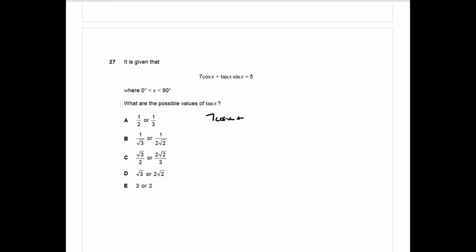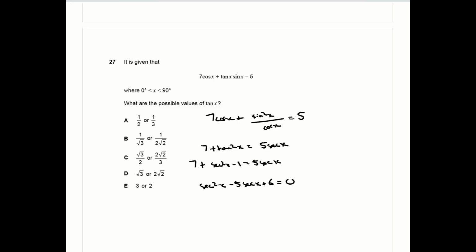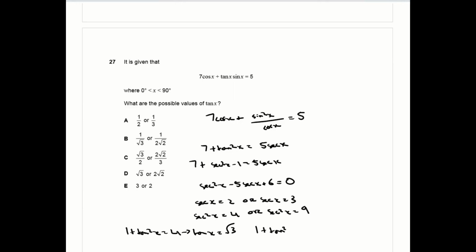So question 27 requires quite a bit of trig manipulation, and you can start off by writing tan x sin x as sin squared x over cos x. And you can divide both sides of the equation by cos x to give you 7 plus tan squared x is equal to 5 sec x. Now, tan squared x is equal to sec squared x minus 1. So you can rearrange that to get sec squared x minus 5 sec x plus 6 is equal to 0, which is a hidden quadratic, and gives you the values sec x is 2 or sec x is 3. You can then plug that back into the equation 1 plus tan squared x equals sec squared x to work out the two values for tan x, which in this case are root 3 and 2 root 2.